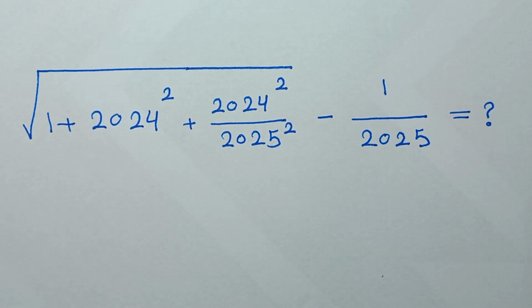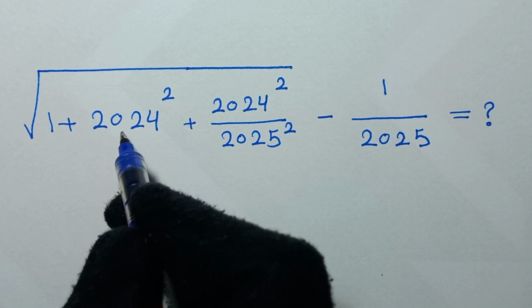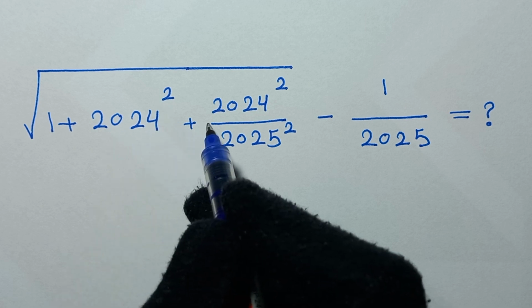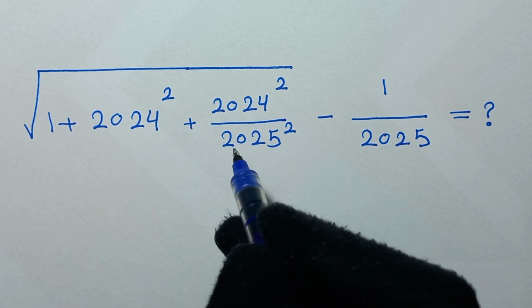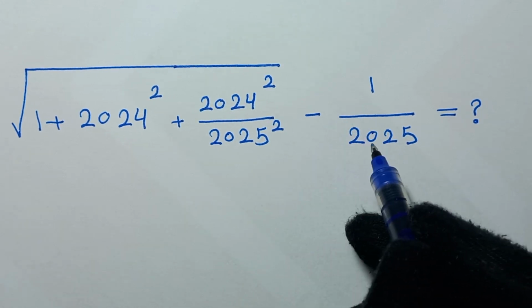Hello my friends, you're welcome to solve this math problem, which is the square root of 1 plus 2024 to the power of 2 plus 2024 to the power of 2 over 2025 to the power of 2, minus 1 over 2025.